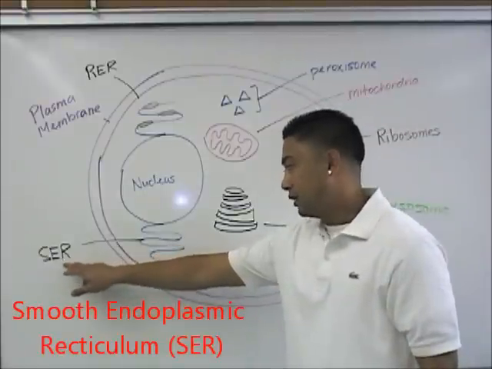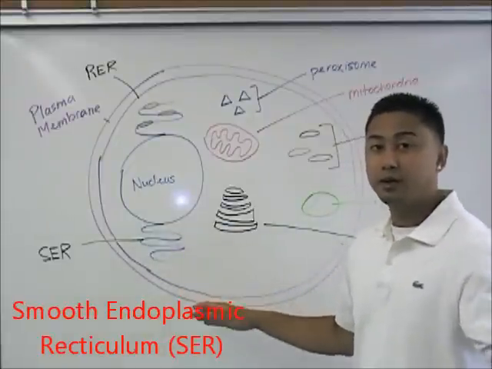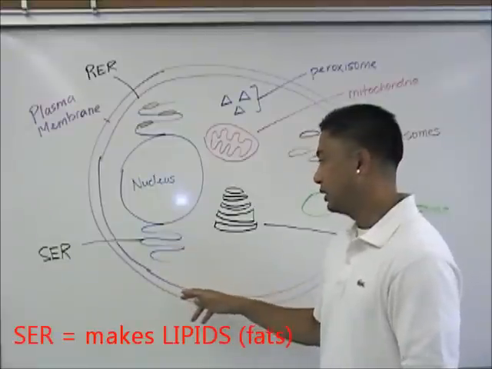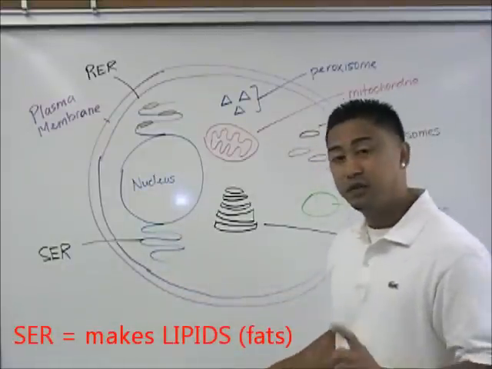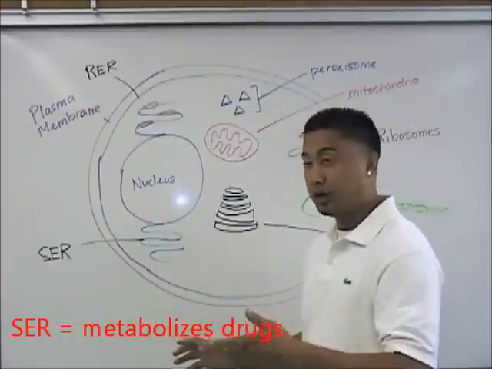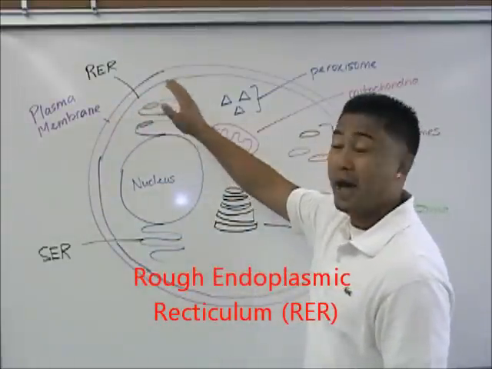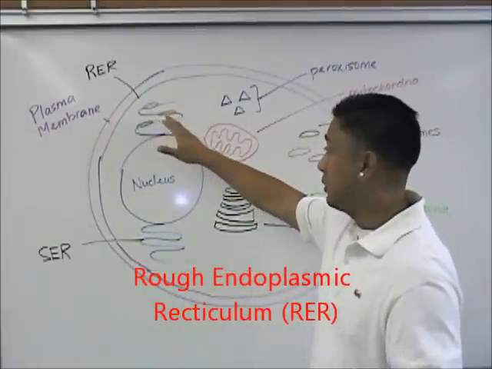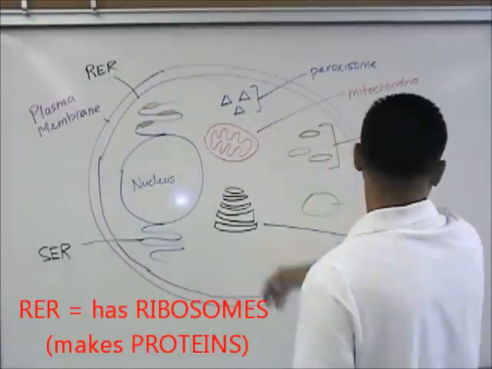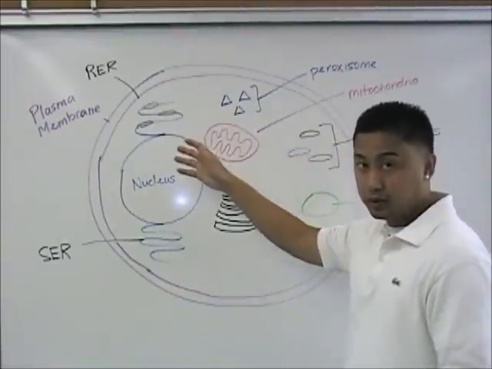Smooth endoplasmic reticulum, that's what SER stands for. It's smooth because it lacks ribosomes. What do ribosomes do? Again, they make proteins. So smooth ER does not make proteins. It actually makes lipids. And it also functions in detoxifying toxins or metabolizing drugs. The rough ER is kind of like the smooth ER, except it has these ribosomes. Again, ribosomes make proteins. So the rough ER is important in making proteins. It also adds carbohydrates to glycoproteins.